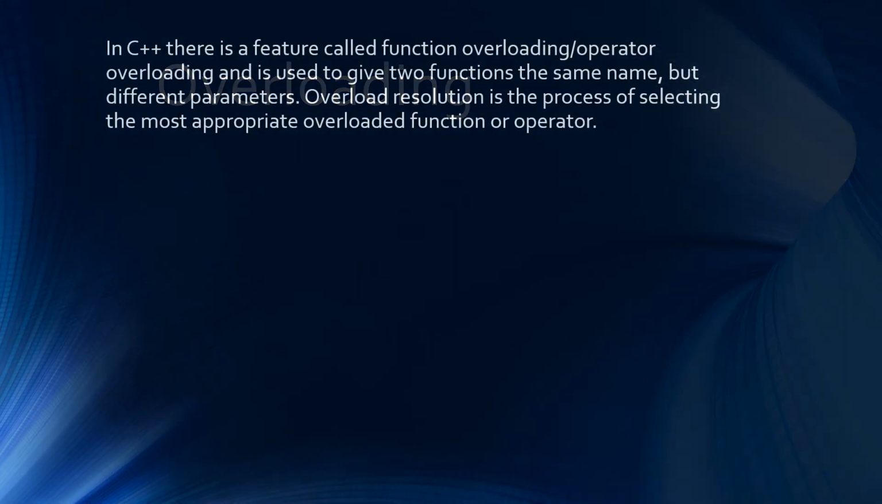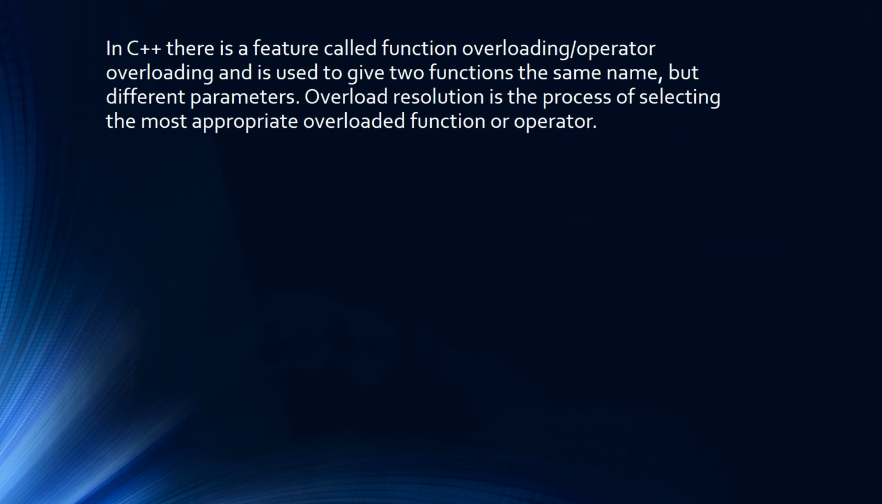Overloading. In C++, there's a feature called function overloading and operator overloading, and it is used to give 2 functions the same name but different parameters. Overload resolution is a process for selecting the most appropriate overload function or operator. So based on what code you're writing and what it looks like, the computer, using the function overloading and operator overloading feature, can figure out what would be the best function or operator to use based on the information given, and then from there it will run one of those features for you.